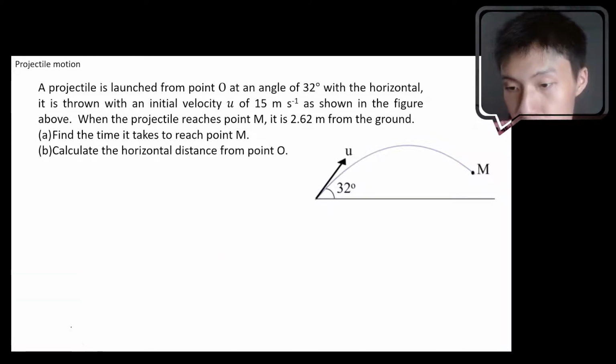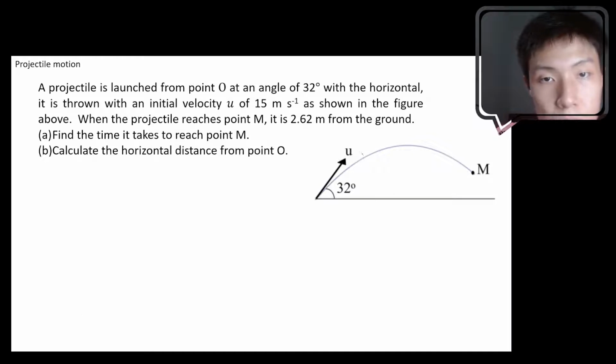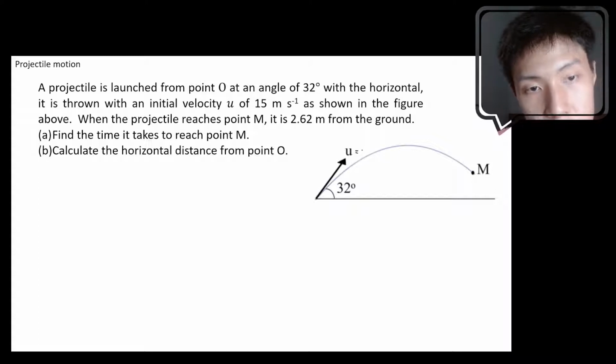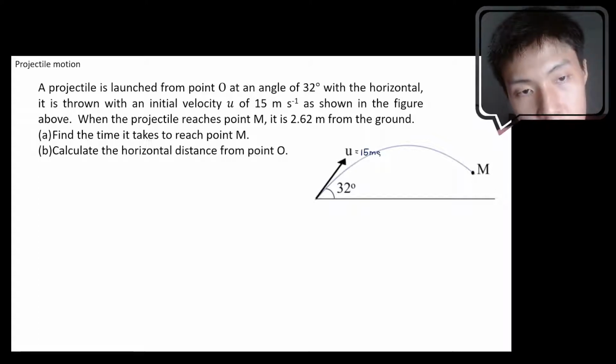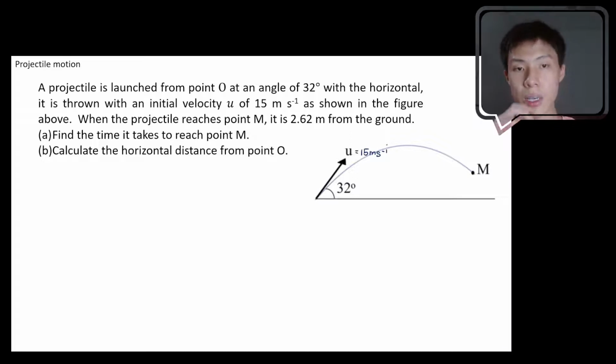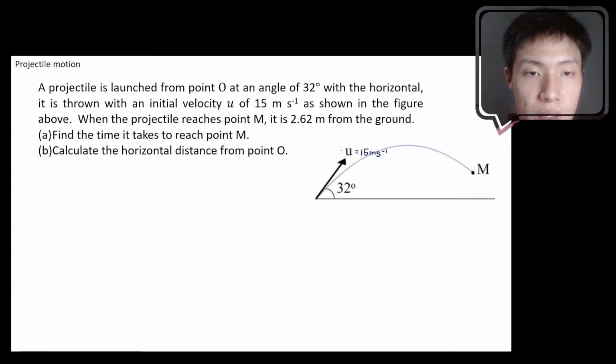Okay, so it mentions here that you are moving with 15 meter per second initial velocity. So your initial velocity is 15 meter per second. As usual, I don't really label it as u if it's not written here, but since it's labeled clearly u, I might just as well write equals to 15 meter per second. Then it mentions here that this point here is 2.62 meter from the ground. Okay, so we have labeled everything. I believe we have completed step 1, which is to visualize the situation.